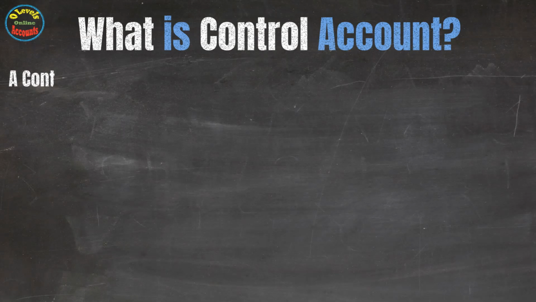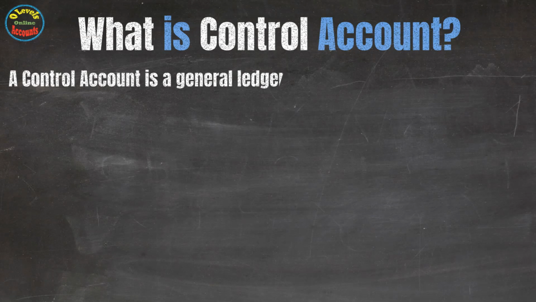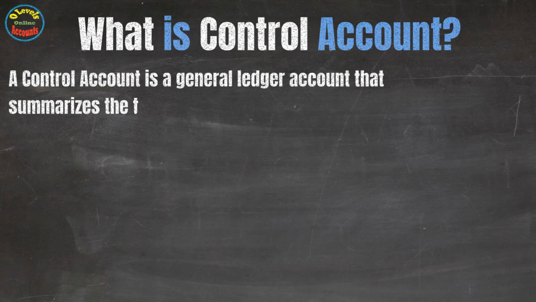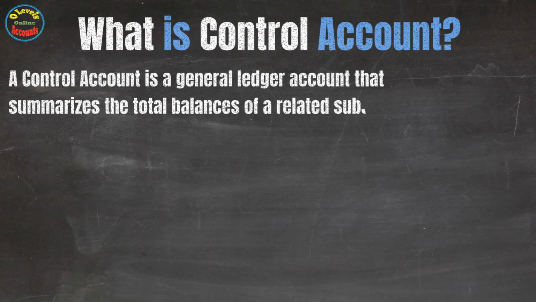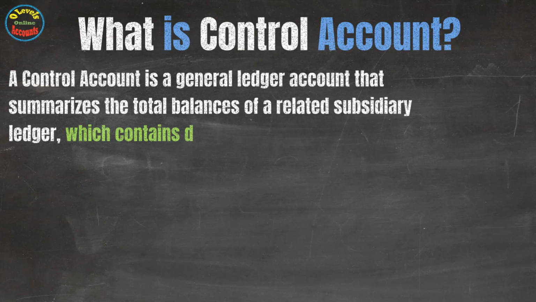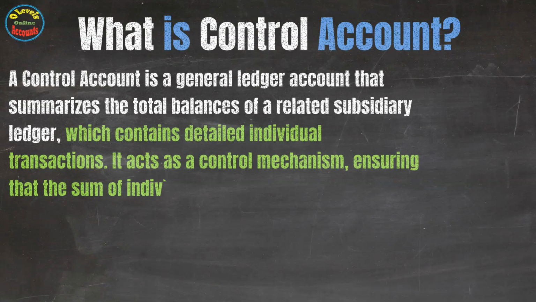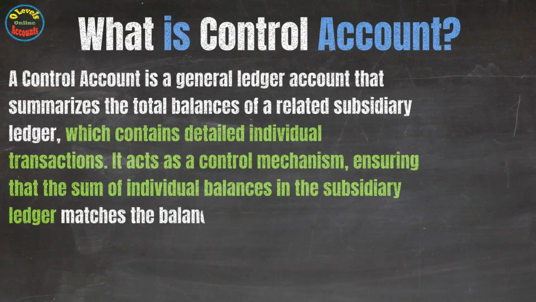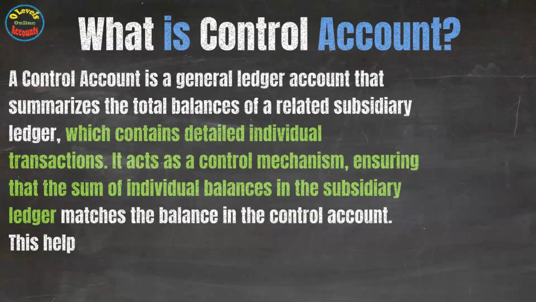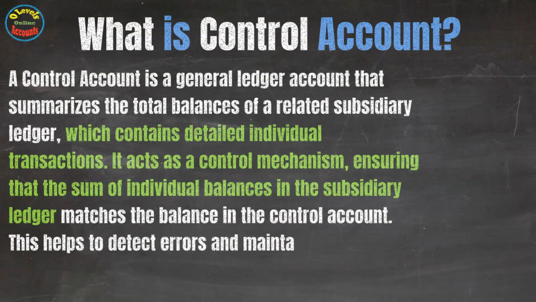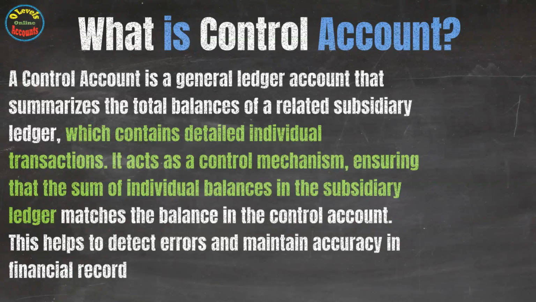What is a control account? A control account is a general ledger account that summarizes the total balances of a related subsidiary ledger, which contains detailed individual transactions. It acts as a control mechanism, ensuring that the sum of individual balances in the subsidiary ledger matches the balance in the control account. This helps to detect errors and maintain accuracy in financial records.